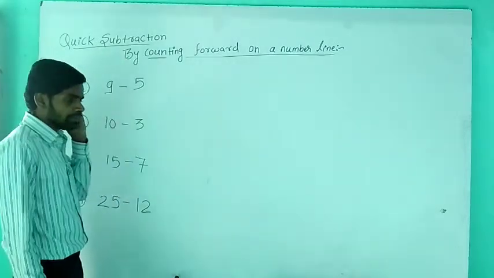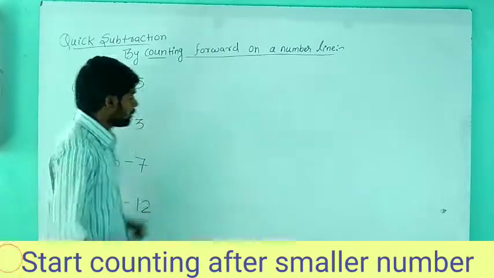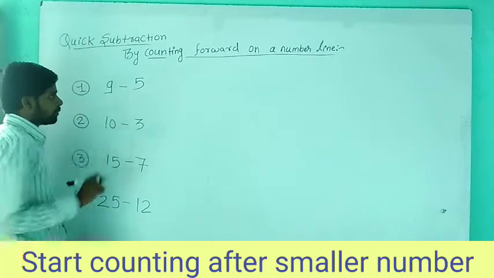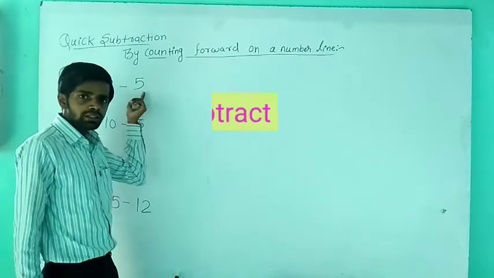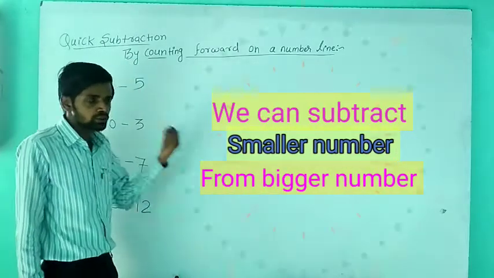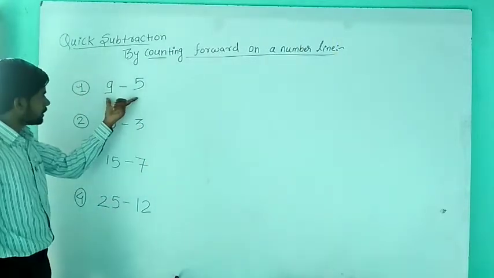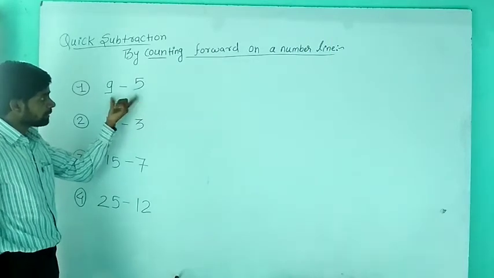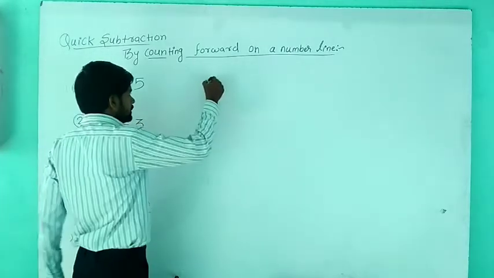So the first step is we have to start counting after the smaller number. Okay, look here. We have the two numbers 9 and 5. 9 is the bigger number and 5 is the smaller number, and we have learned that we can subtract the smaller number from the bigger number. हम लोग छोटे नंबर को बड़े नंबर में से क्या कर सकते हैं? सब्ट्रैक्ट कर सकते हैं. So here first of all we have to find 9 minus 5 by counting forward on a number line. So first of all I will make a number line.